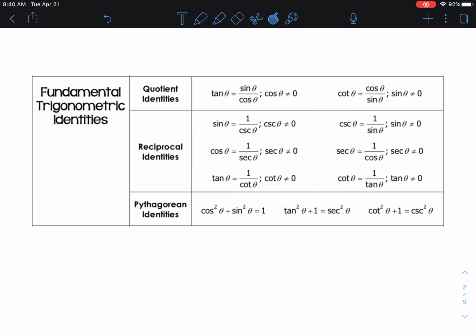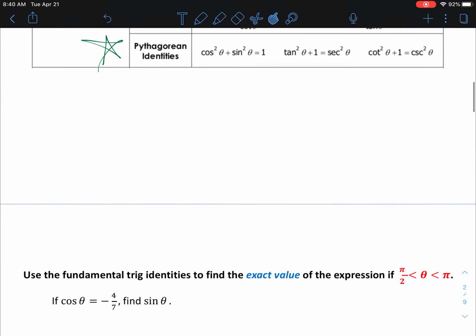Okay, anyways, so today we're going to focus on these bottom three Pythagorean identities and how to apply them. So let's take a look at a problem here.